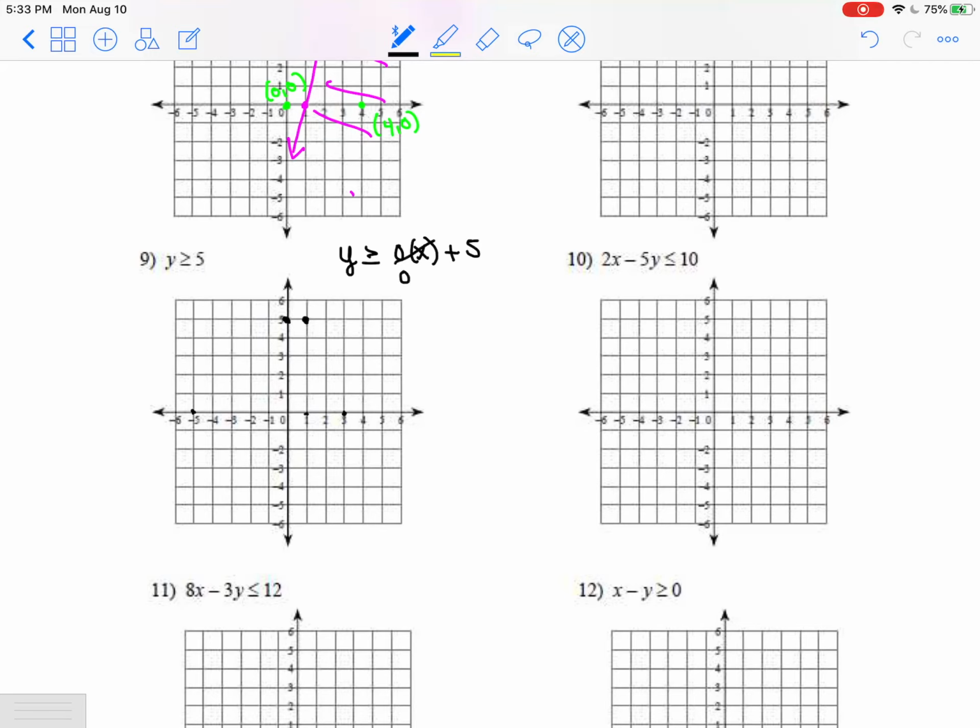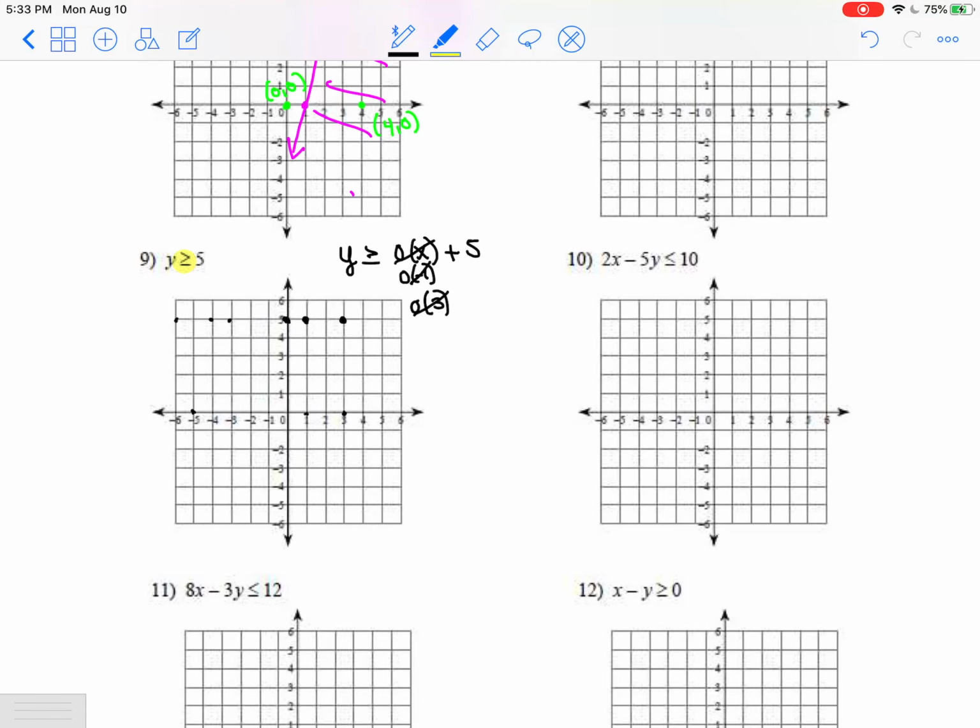When x is negative 1, well, 0 times negative 1, my y is still 5. When my x is 3, well, that's going to go away. My y is still 5. Doesn't matter. All of these points are still going to be 5. So it means that this line is going to exist along y is equal to 5.